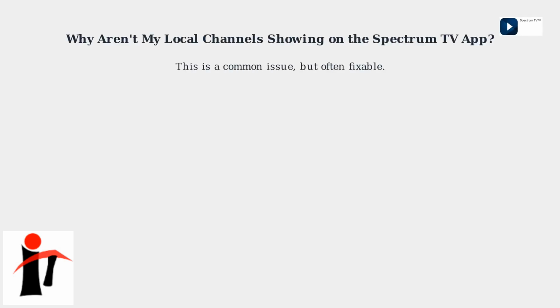The Spectrum TV app not showing local channels is a common issue, but often fixable. There are generally three main reasons. Location permissions on your device aren't enabled, the zip code associated with your Spectrum account is incorrect, or there are broadcasting rights and licensing restrictions in your area.